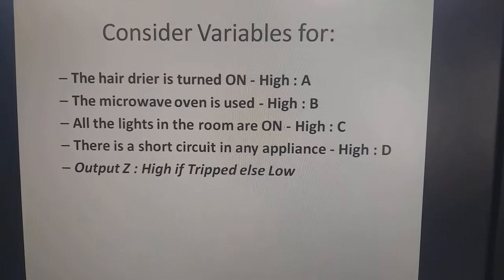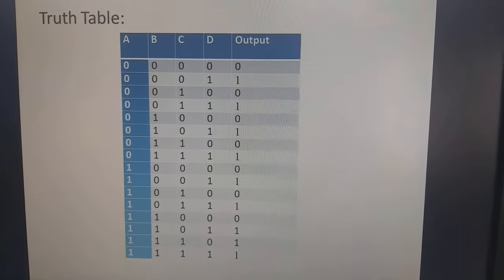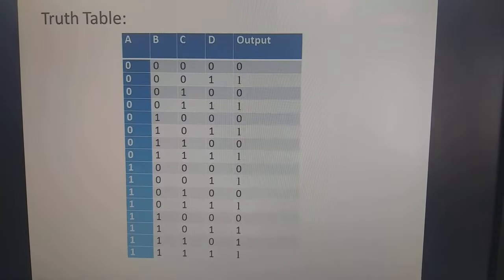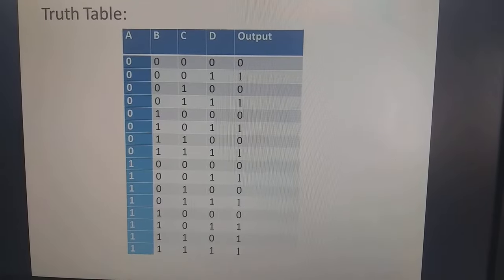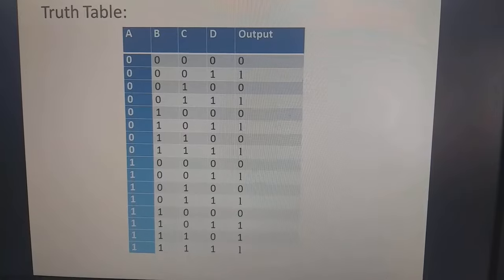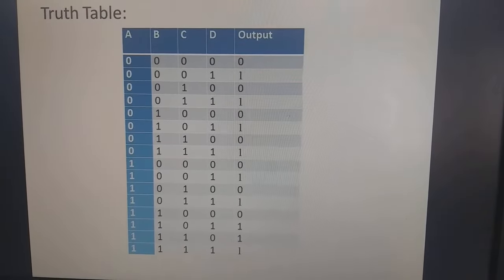Once the variables are represented, the truth table is to be written. So, the truth table goes like this. In the first row, let us consider all the input variables are 0, in the sense all the 4 conditions are low. So, output will be low, there will be no trip in the circuit, that is a short circuit break, there will be no trip.